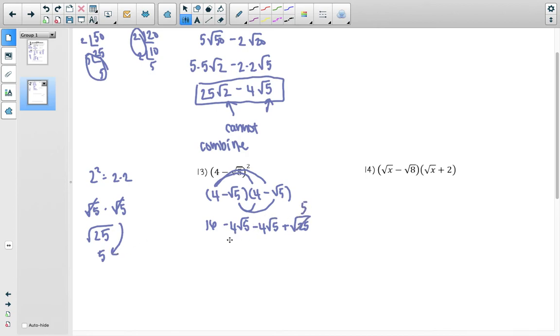I'm going to write it like this. 16 plus 5 is 21, and then you can combine these two because they have the same thing under the radical, and you get 8 square root of 5, and that is your answer.